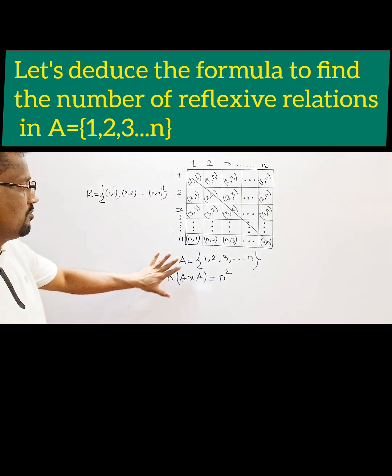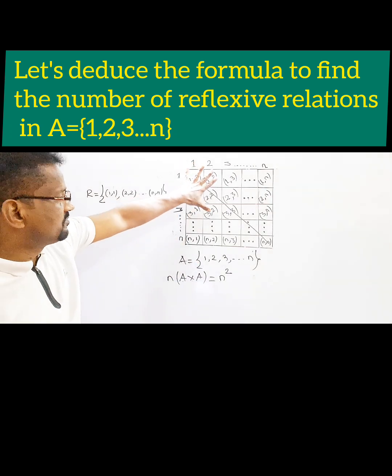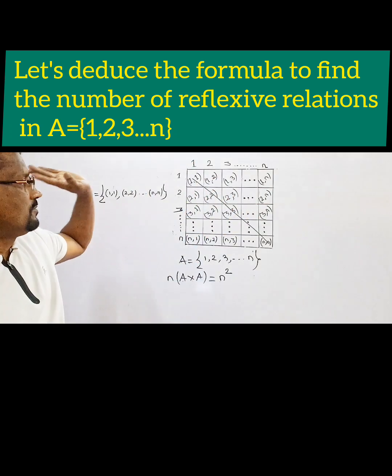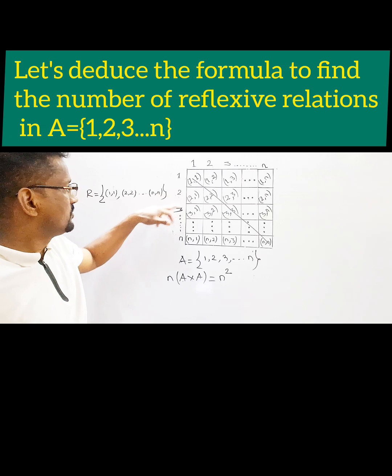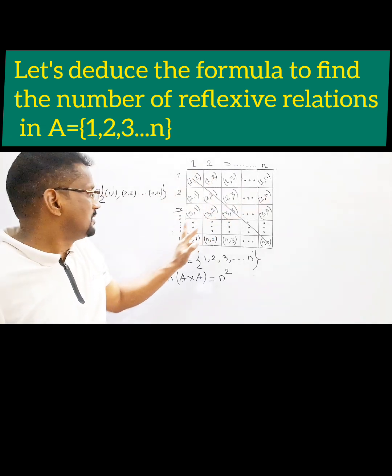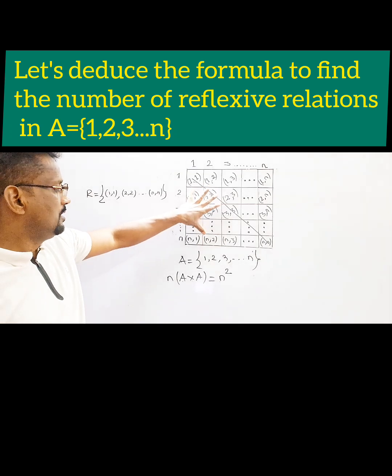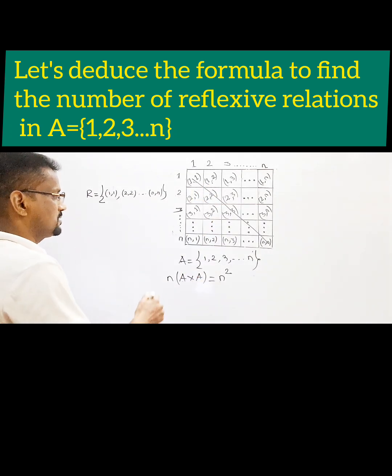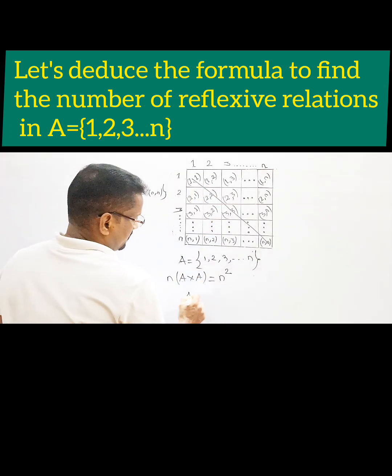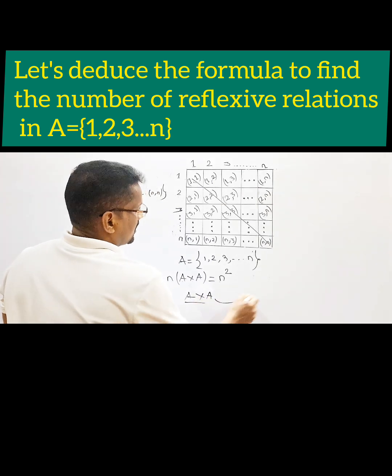And n square number of ordered pairs have been displayed in this table: (1,1), (1,2), (1,3) up to (1,n), and that way (n,1), (n,2), (n,3) up to (n,n). So in this table, all the ordered pairs, or all the elements of A cross A, are present.